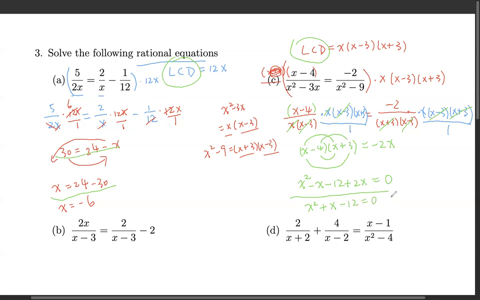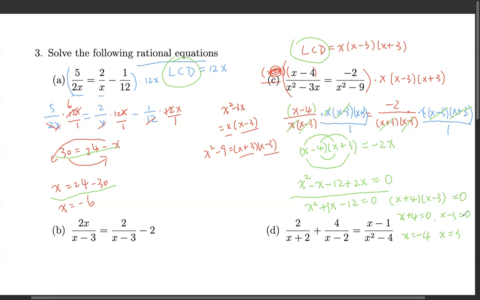Well, this can be factored. That's x plus 4 times x minus 3. Right, because positive 4 minus 3 is positive 1, and positive 4 times negative 3 is negative 12. So by the zero product property, x plus 4 might be 0, x minus 3 might be 0. x plus 4 equals 0 means negative 4 is a solution. x minus 3 equals 0 means 3 is a solution. So there are two solutions.